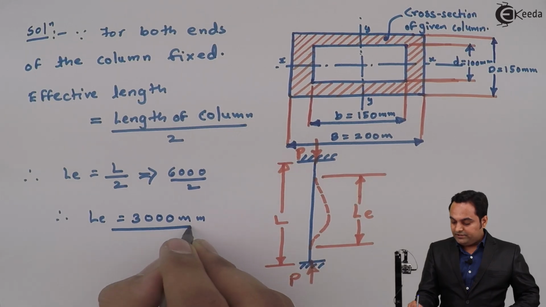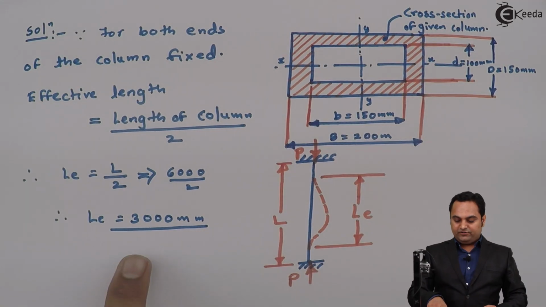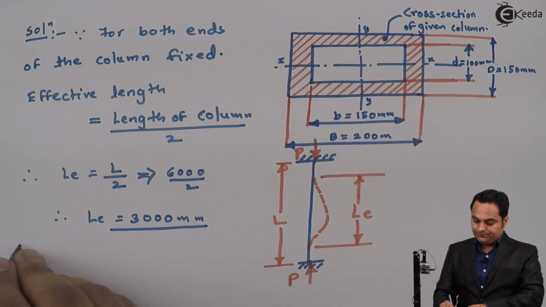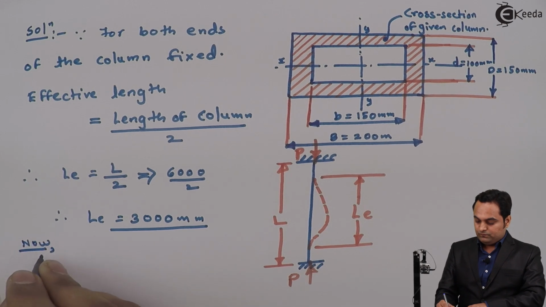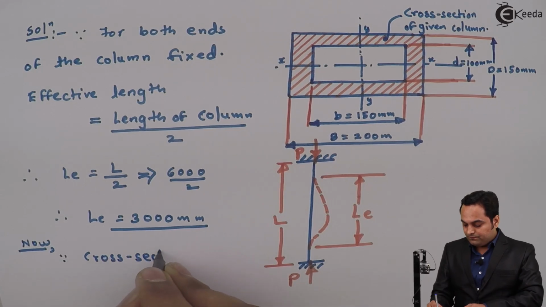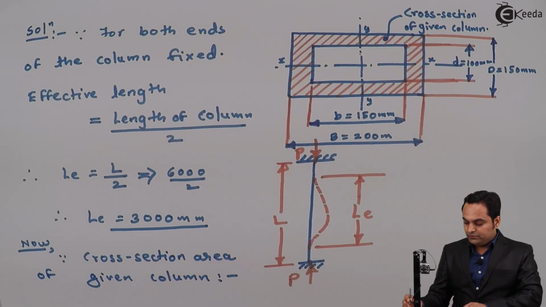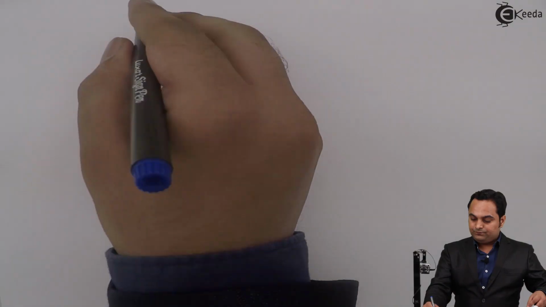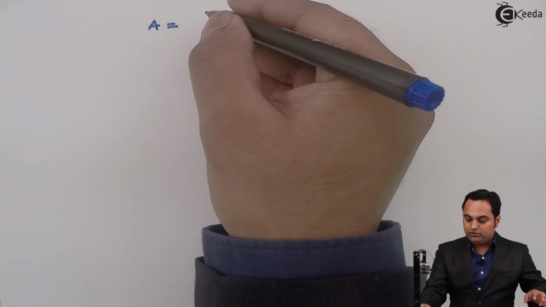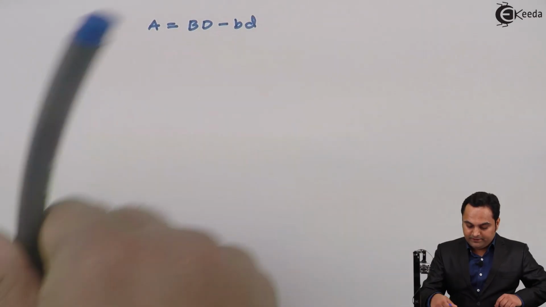Next, after getting the effective length, I'll calculate the cross section area for this column. So I'll say that the cross section area of the given column will be capital A is equal to capital BD minus small bd.